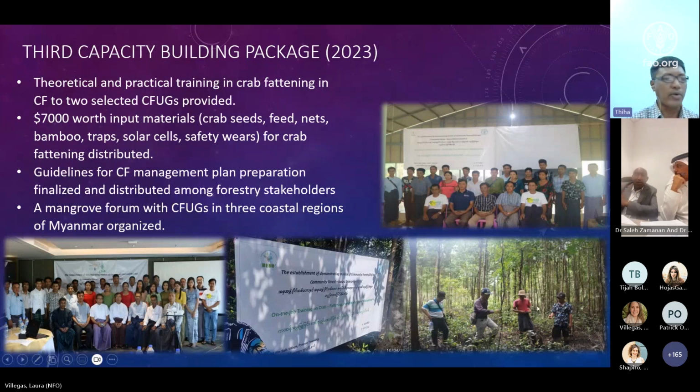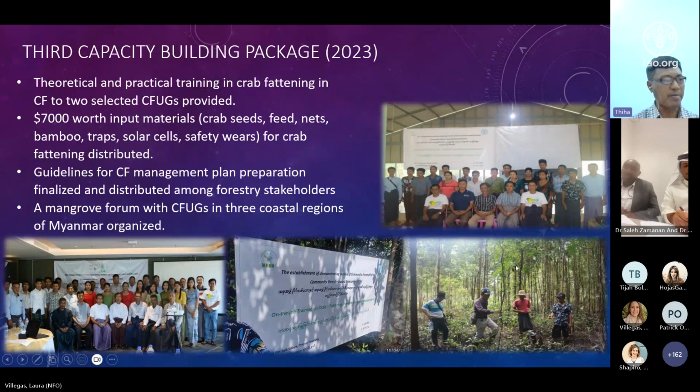By 2023, we introduced livelihood support activities. We call it the CFE initiative, complementary to mangrove sustainable management and conservation. We provided theoretical and hands-on training in crab fattening to two community forest user groups. We also distributed the import materials, about $7,000 worth. And we also developed the guidelines for CF management plan, finalized it, and distributed it among forestry stakeholders.